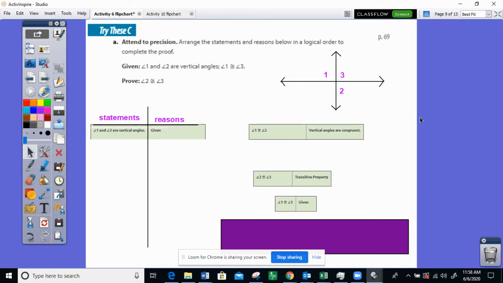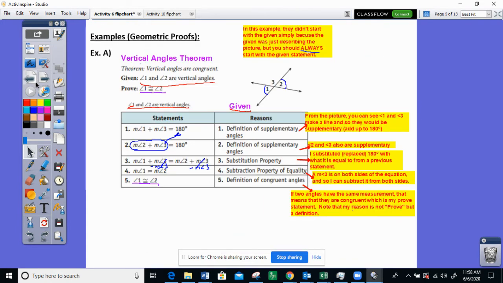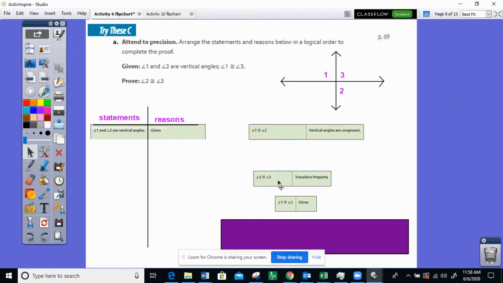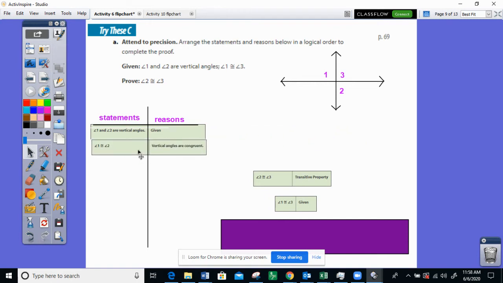If that is true, let's see, what do we know about vertical angles? Actually, we proved this when we proved the vertical angles theorem. Vertical angles are congruent. So if that is true, then that means that angle 1 and angle 2 are congruent to each other. We can mark that in our picture.